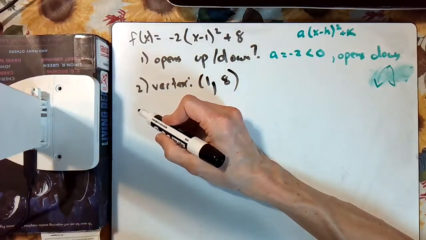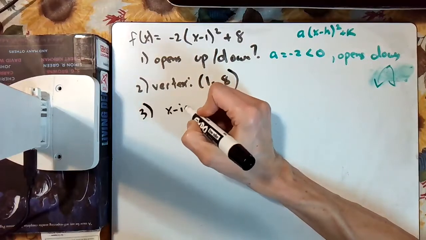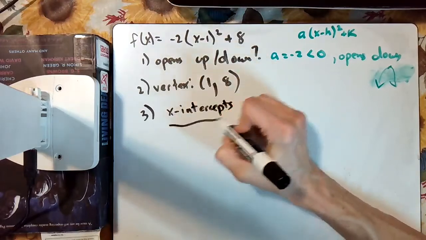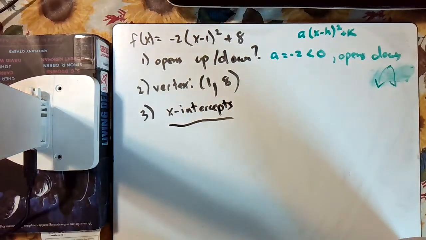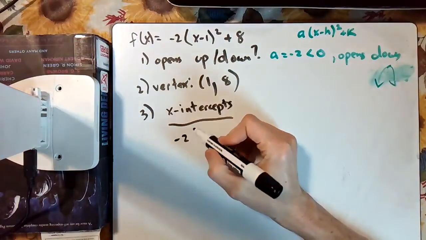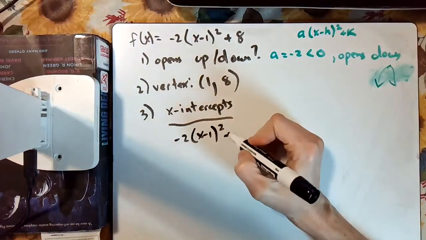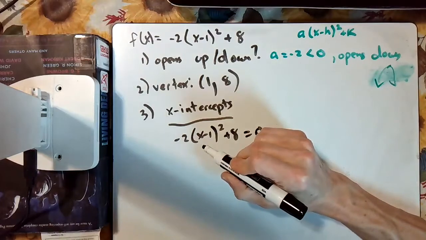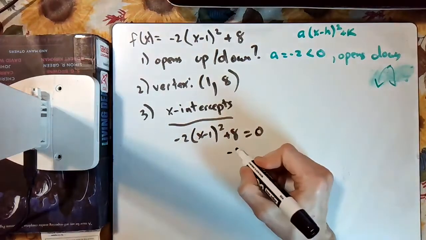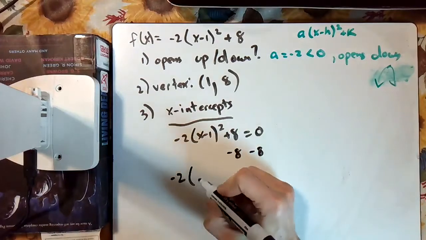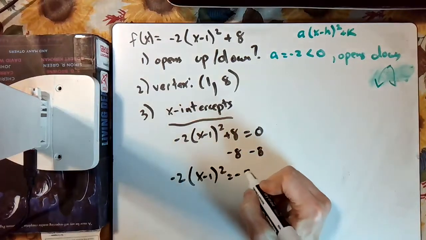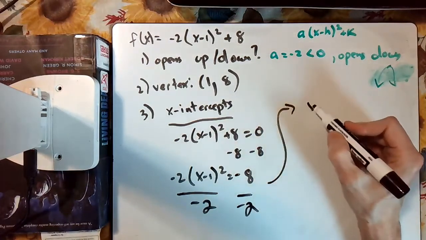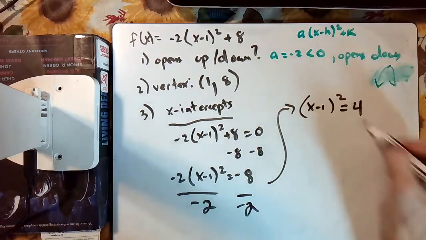The third thing is the x-intercepts. Remember, to figure that out, you set it to 0, right? We let y be 0 and solve for x. So we have -2 (x minus 1) squared plus 8 equals 0. We need to isolate that squared term right there. How do we do that? Got to subtract the 8 first, right? And then we get -2 (x minus 1) squared equals -8. Then we need to divide by -2. And then we get (x minus 1) squared equals +4.